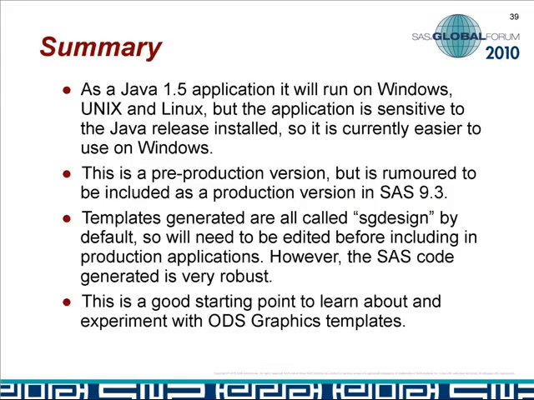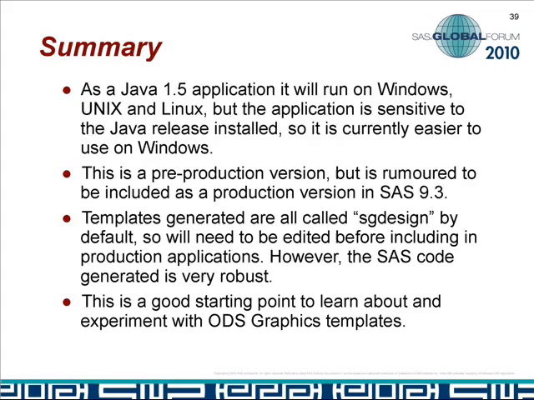In summary, the ODS Graphics Designer is a Java application, and so it will run on Windows, Unix and Linux, but in its pre-production version is sensitive to the Java version installed on Unix and Linux platforms, so is currently easier to use on Windows. It is strongly rumoured that the production version will be included with SAS 9.3, which is due out sometime in 2011.